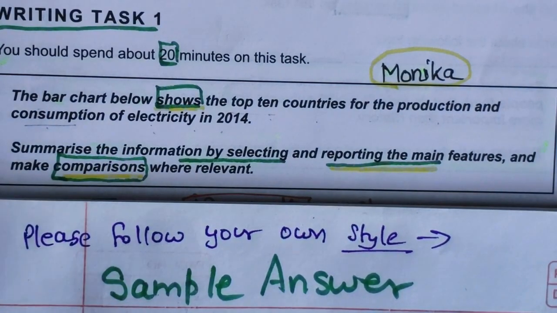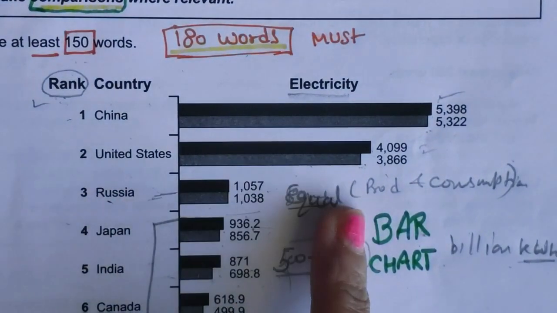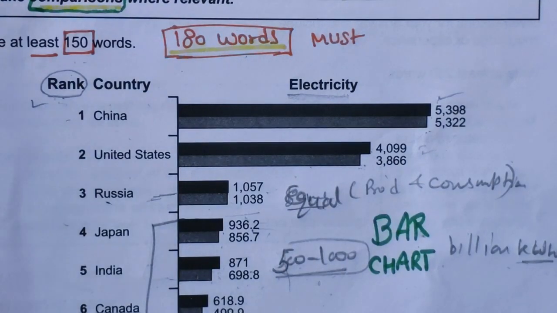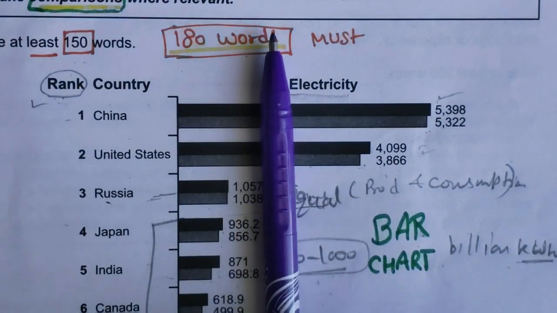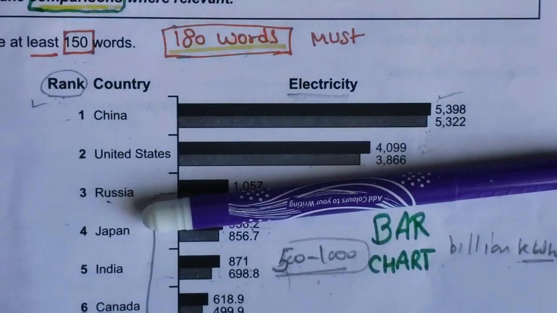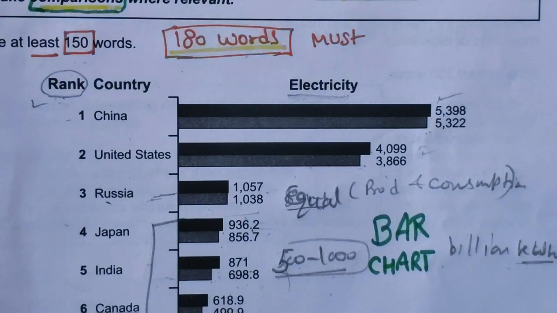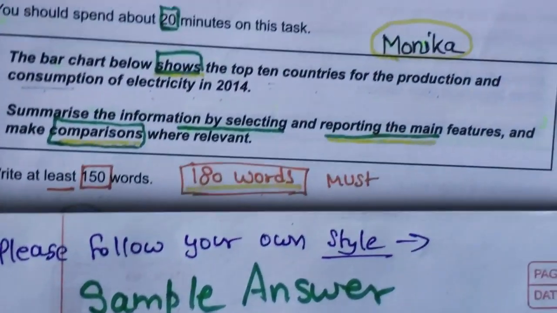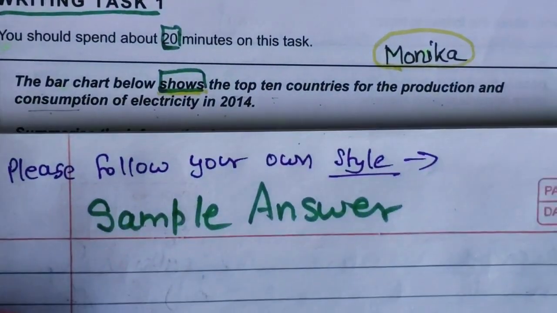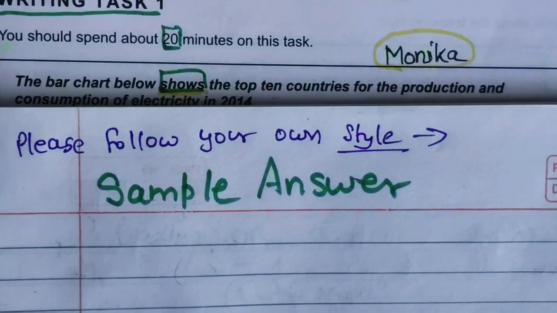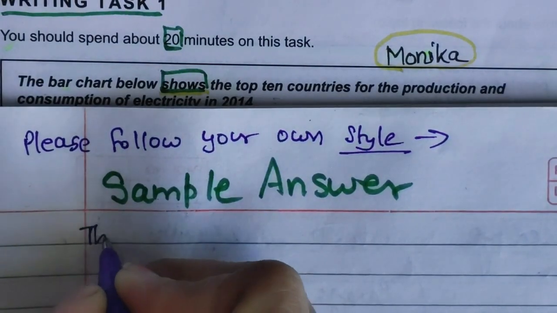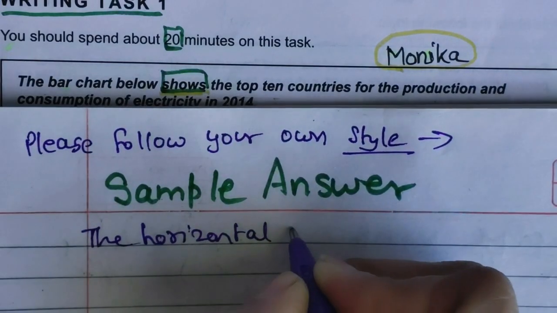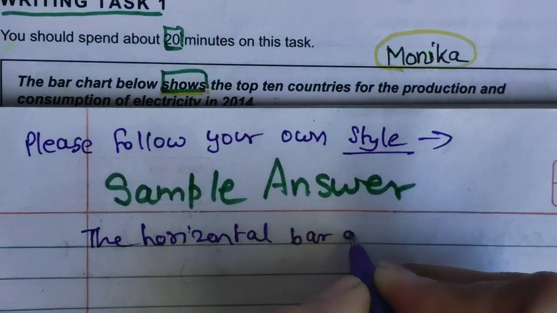So as we know, this chart is a horizontal bar graph. It is not like other bar graphs, those graphs are like that, this way. But here it is this way. So we will be writing it as a horizontal bar graph. So I am writing it here in introduction, paragraph 1. The horizontal bar graph.